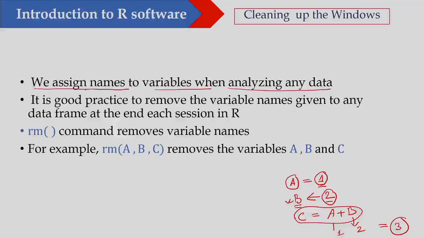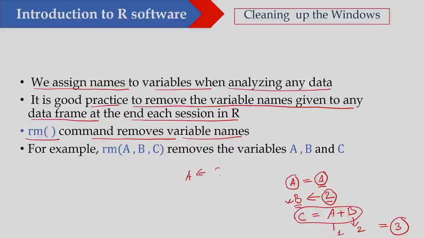It is good practice. When you are assigning a value to a variable, it is good practice to remove the variable names given to any data frame at the end of each session. At the end of each session you should remove them. You can remove them by using the rm command. This command will remove the variable. Suppose I have assigned a equal to 1, b equal to 2, then c equal to a plus b. I will get the value c equal to 3.